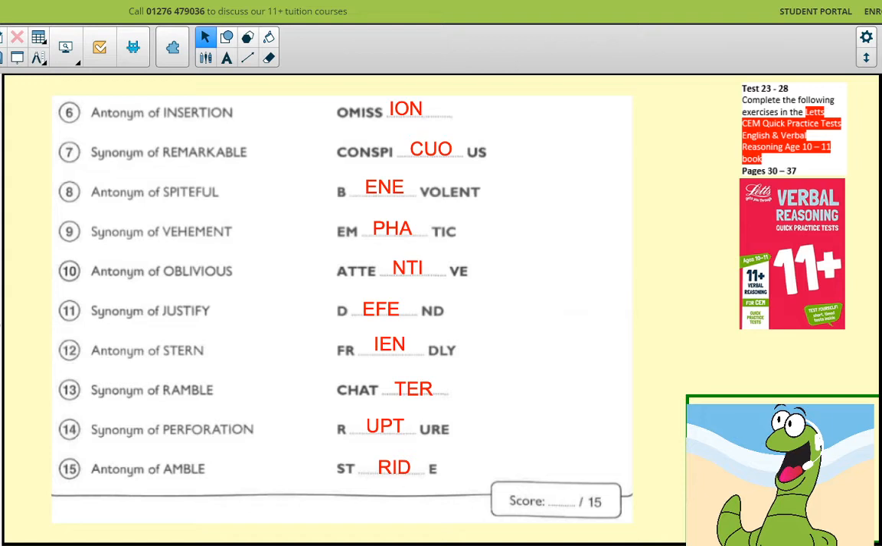Omission means you've missed something out, you haven't inserted something. Conspicuous, this means you stand out, and that's the same as remarkable. Benevolent is an antonym. It's an opposite word to spiteful. So just make sure you're looking very carefully at whether it's a synonym or an antonym that you're looking for. Spiteful, you will know, is somebody being mean and nasty. Benevolent is a way of saying, referring to kindness. You may not have come across this word before.